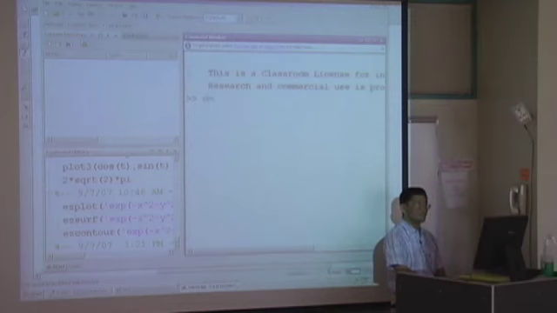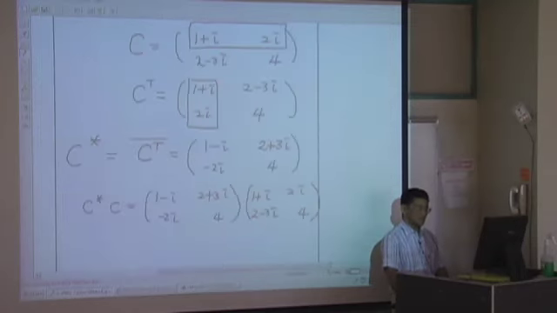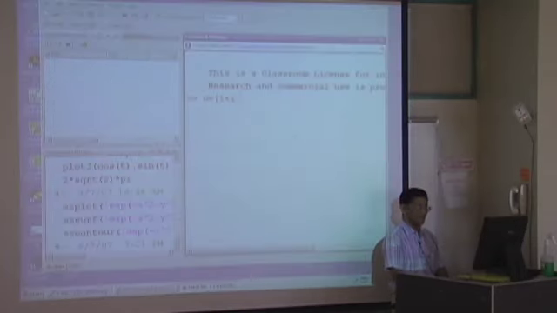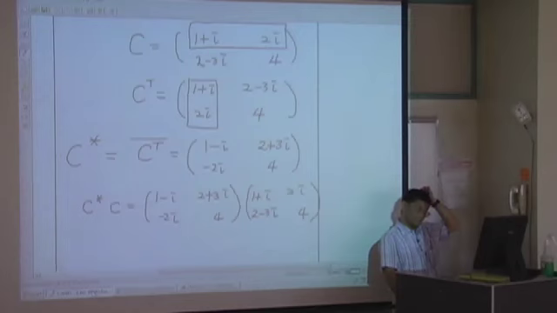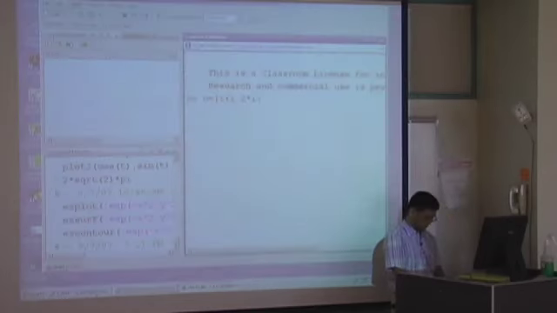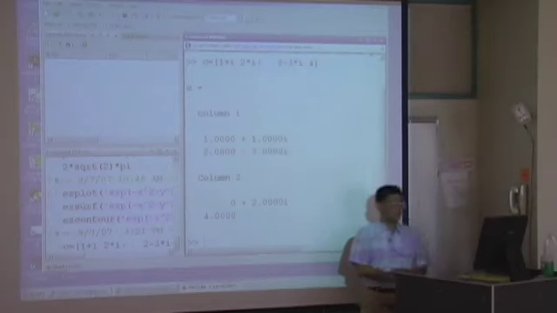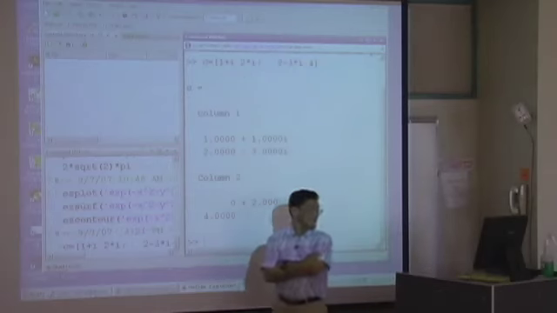C equals 1 plus i and 2i. The second row is 2 minus 3i and 4. So this is the matrix, right? This is the C matrix.